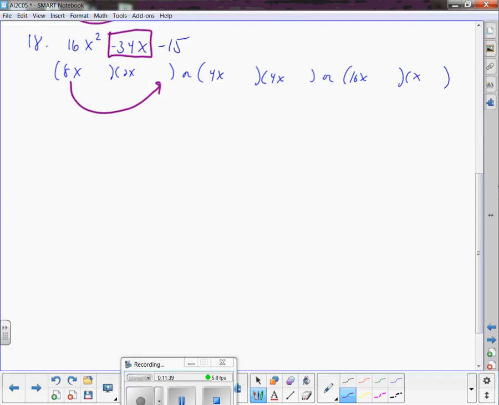15 and 1, 3 and 5. 8 times 3, 24. Okay, that's a possibility. 24. But the problem is, one's got to be positive and one's got to be negative, and so the other one's going to take away from. So you could try it if you want.